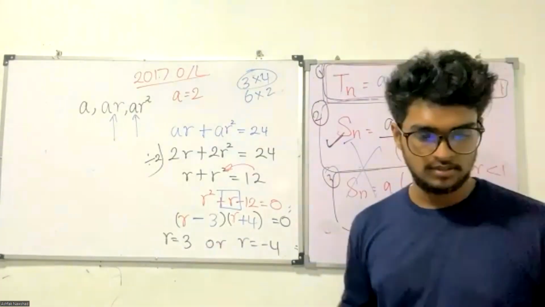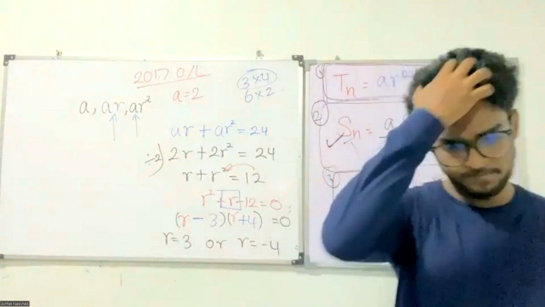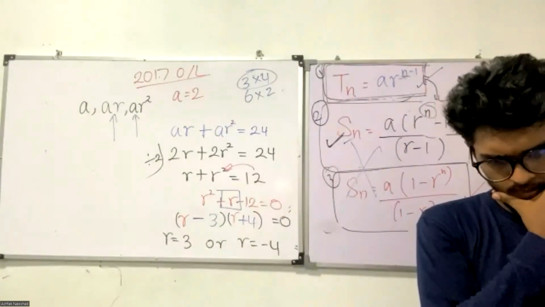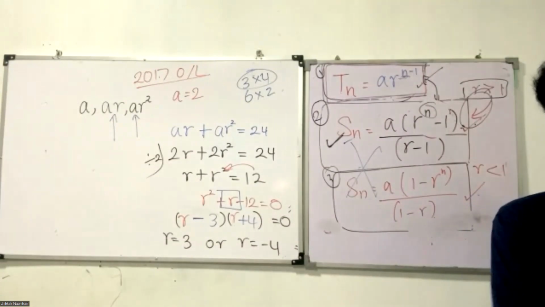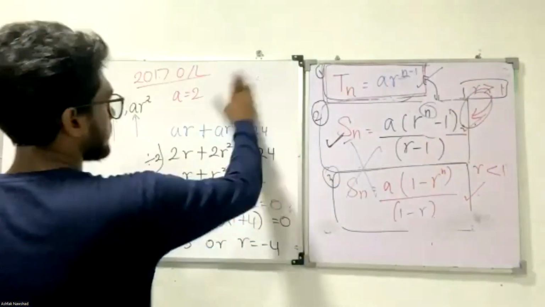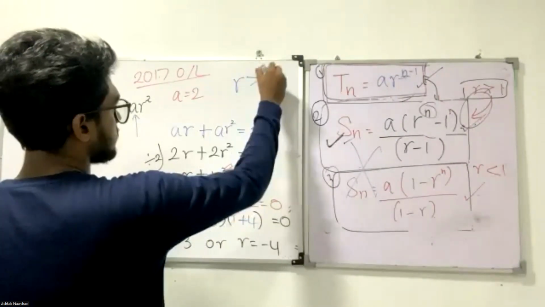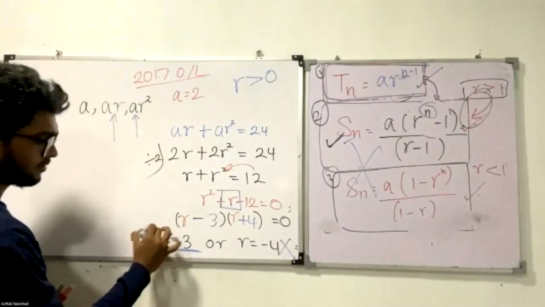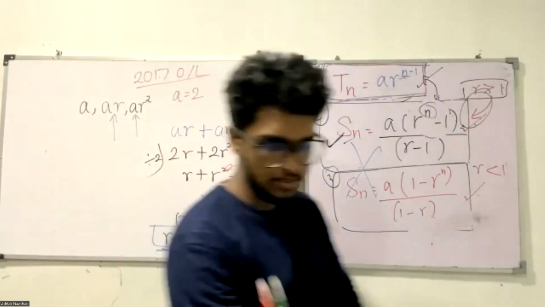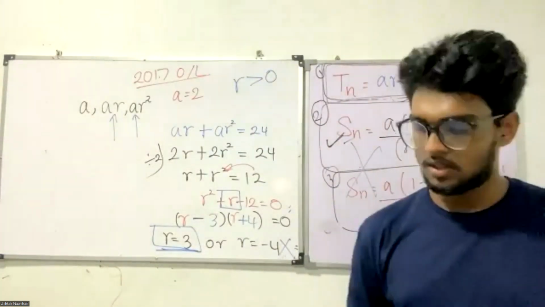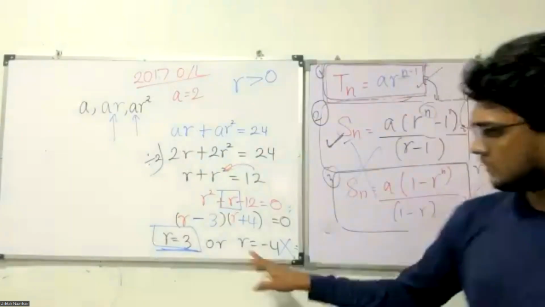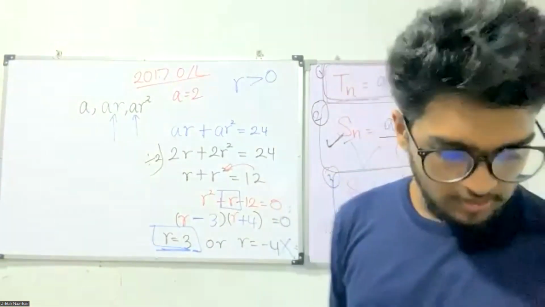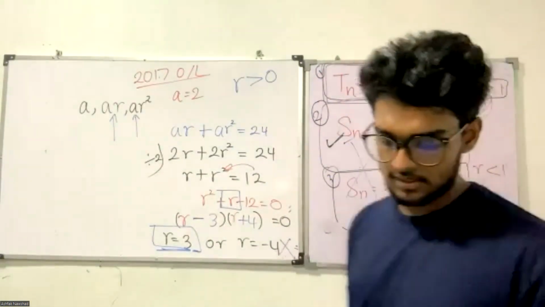We have got 2 answers. What's the correct answer? Yes. The correct answer is 3. Why? The question says the common ratio is positive here. See, this is the only positive answer. This is a negative answer. So this must be the common ratio. Is it clear? Alright. So the common ratio is positive. That's it. So we know R is equal to 3. Do the second question on your own and let me know if you get the same answer.